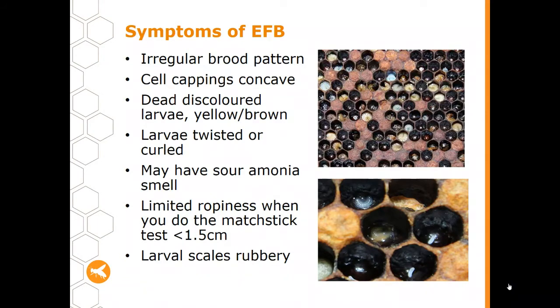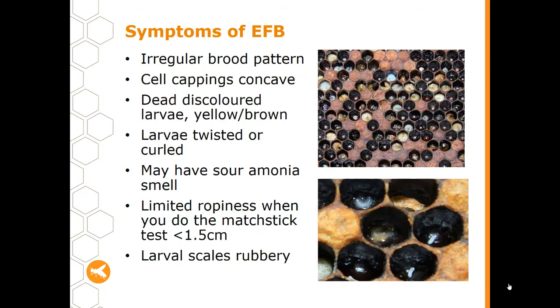The ropiness, as we suggested before, when you stick that matchstick into the cell and pull it out again, the goo that comes out will be less than 0.15 centimetres. But remembering, if it's longer than that, it could still be EFB. It may have a secondary infection that's making it look like it's AFB and not EFB. And if the infection has been there for a long time, you might have larval scales that are dark, rubbery type scales of the larvae that are pushed up against the side of the cell.